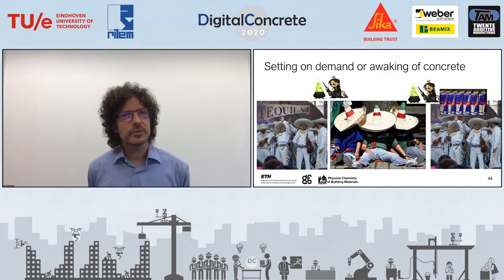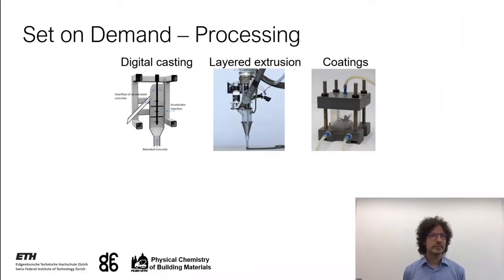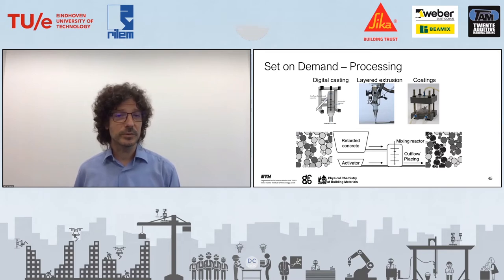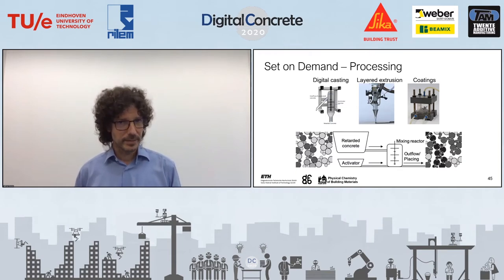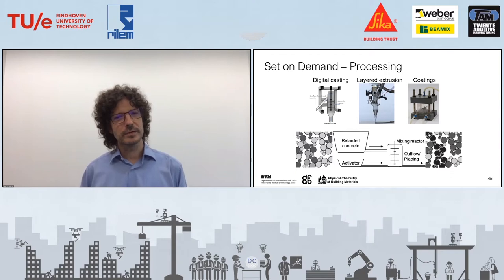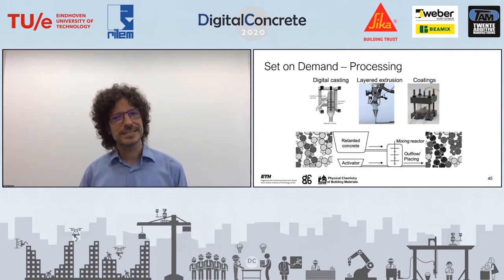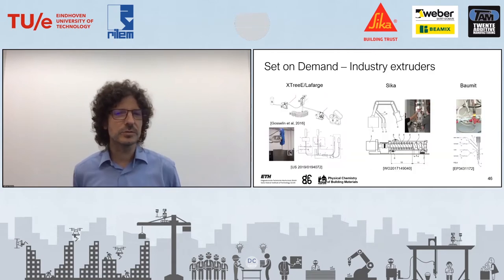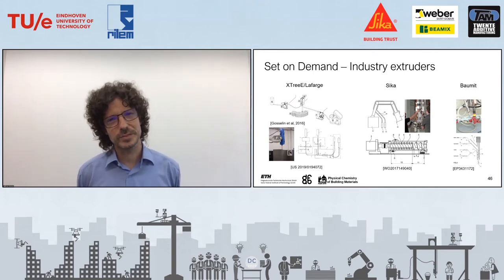Now, this very general concept is applicable to many different processing forms of digital fabrication. And we've done it for digital casting, layered extrusion, spraying, or application of coatings. Schematically, you have a batch of concrete, which is retarded with one admixture. You're pumping it. And at some point, you mix this with an activator. Now, typically, the mixing chamber is going to be rather close to the extrusion because you don't want this to set in your delivery channels. And actually, if we look at existing literature or some of the patents shown on this paper, basically, that is one of the aspects of the descriptions of the embodiments presented.